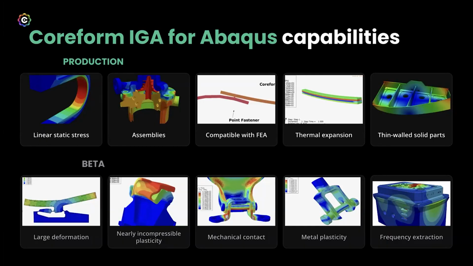So while we today support linear static stress, some relatively small assemblies, we do have compatibility with having FEA meshes and stuff like connectors, fasteners, couplings, thermal expansion, and thin wall parts. We also then have beta functionality for these more general nonlinear problems like large deformation, mechanical contact, plasticity, nearly incompressible elasticity, and also some linear perturbation studies like frequency extraction, random vibration, response spectrum, and more. So those are just available to users who want to explore some of the more beta functionalities.